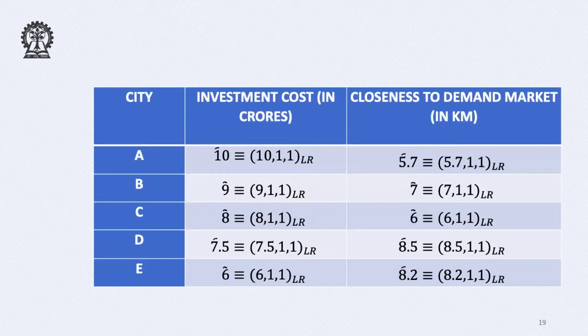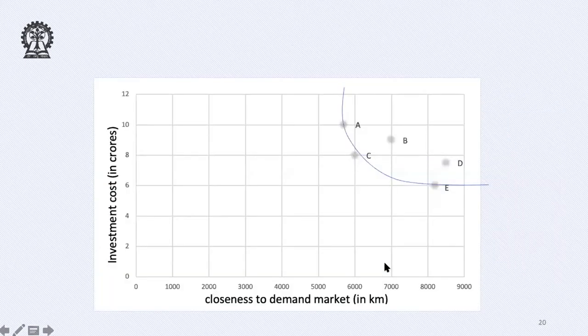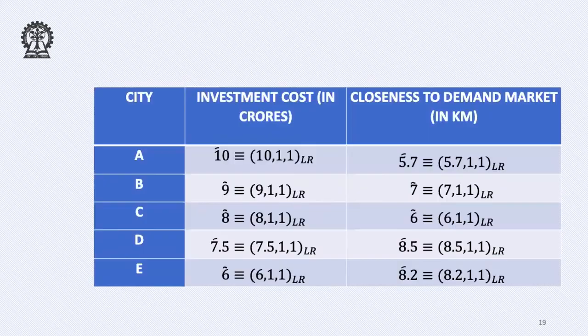Really, we cannot, because, for example, though the closeness is the minimum at city A, around 5.7, here you see the investment cost is maximum, 10. We won't get any option where both things are minimum. Therefore, the concept of multi-criteria decision making is there.